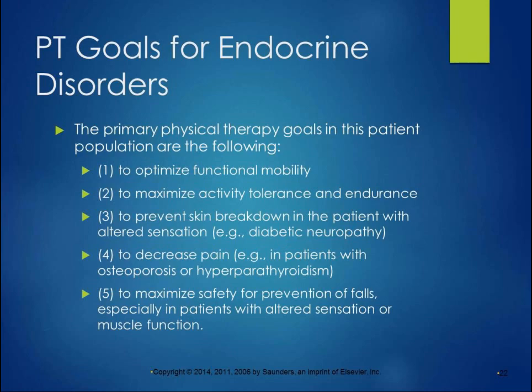So there's nothing that we can do to directly affect the hormone levels to increase or decrease them, except maybe with some of the exercise effects with diabetes. But we have some pretty common goals for all these people. We want them to have good activity tolerance and endurance, good functional mobility, and to maximize their safety and decrease their pain and prevent skin breakdown. So a lot of times with these types of disorders, that's really the goal, is we're trying to prevent complications. We're trying to prevent other problems, and we can do that.